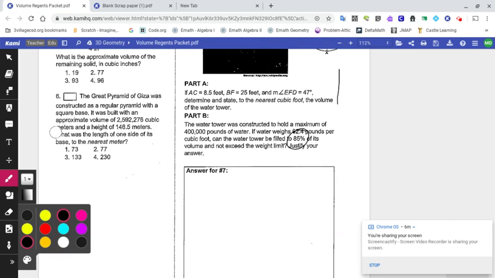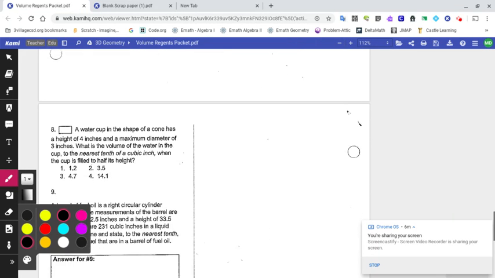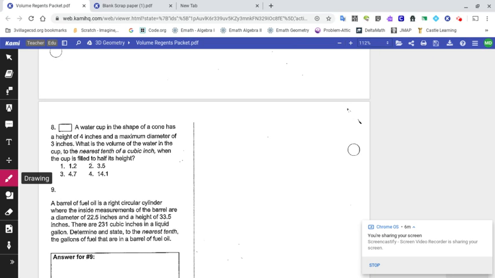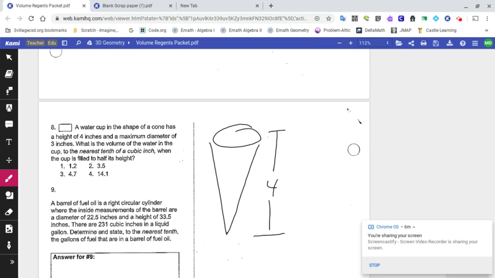Okay, so moving on to number 8. A water cup in the shape of a cone has a height of 4 inches. So this is kind of like a truncated cone question. We've got a cone that looks like this. Its height is 4. Its radius is 1.5, because the diameter is 3, so the radius is 1.5.